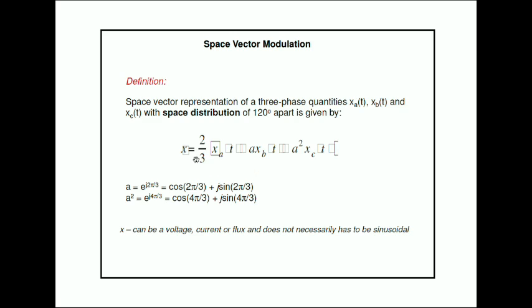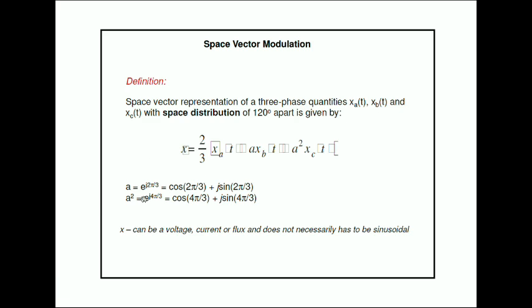This is x of t, our space vector representation. It is equal to 2 by 3 into a whole square bracket: xa of t plus a xb of t plus a square xc of t. This is the space vector form of the three-phase quantities xa of t, xb of t, and xc of t.